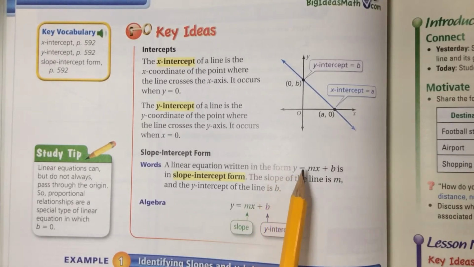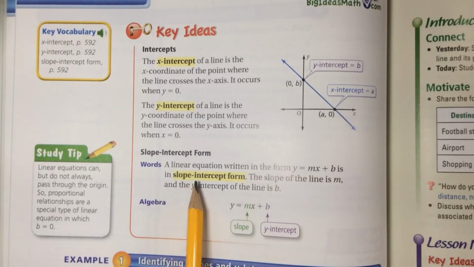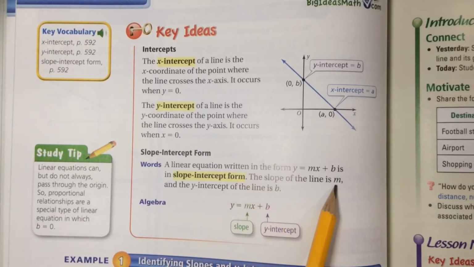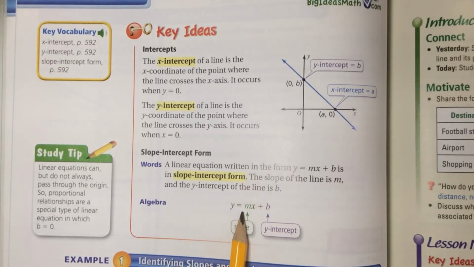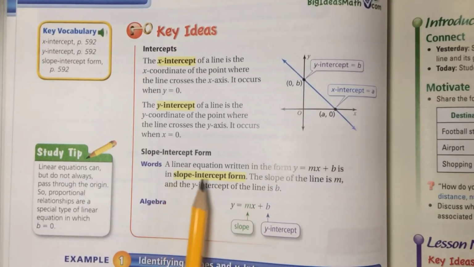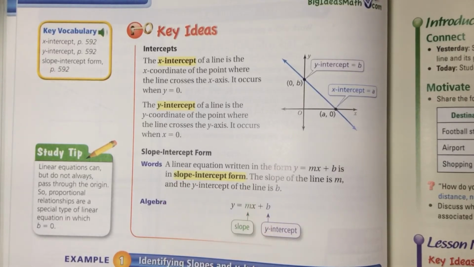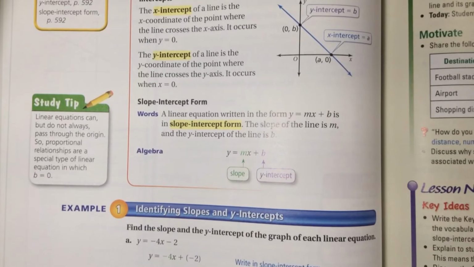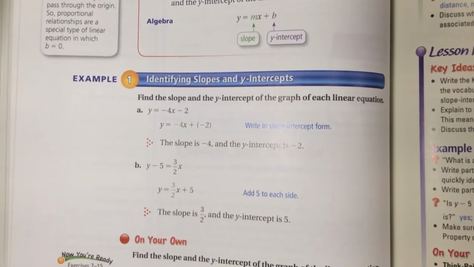So the form y equals mx plus b is in slope-intercept form. The slope of the line is m, and the y-intercept of the line is b. Okay, so b is where the y-intercept is. And we just say y equals mx plus b, or you can say slope-intercept form. And actually, once you get into algebra in 8th grade or beyond, y equals mx plus b or slope-intercept form become things that you're talking about all the time. So let's look at their example.